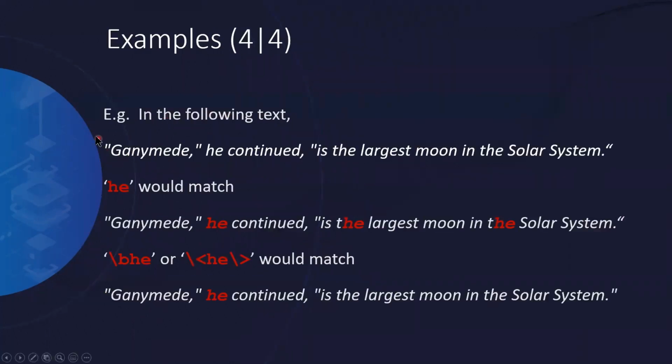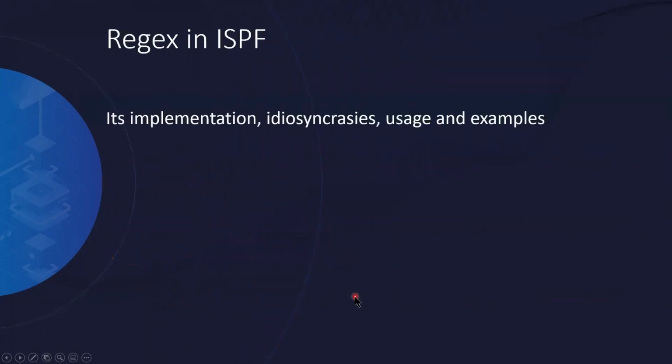So in the following text, "Ganymede, he continued, is the largest moon in the solar system." The expression HE would match Ganymede, he continued, is, and there's a HE in the largest moon in the solar system. But this \b means a full word, or this expression is another way of expressing a full word. So that would only match the he as the full word there, and it would ignore the HE in the word the. Okay, got that? There you go.